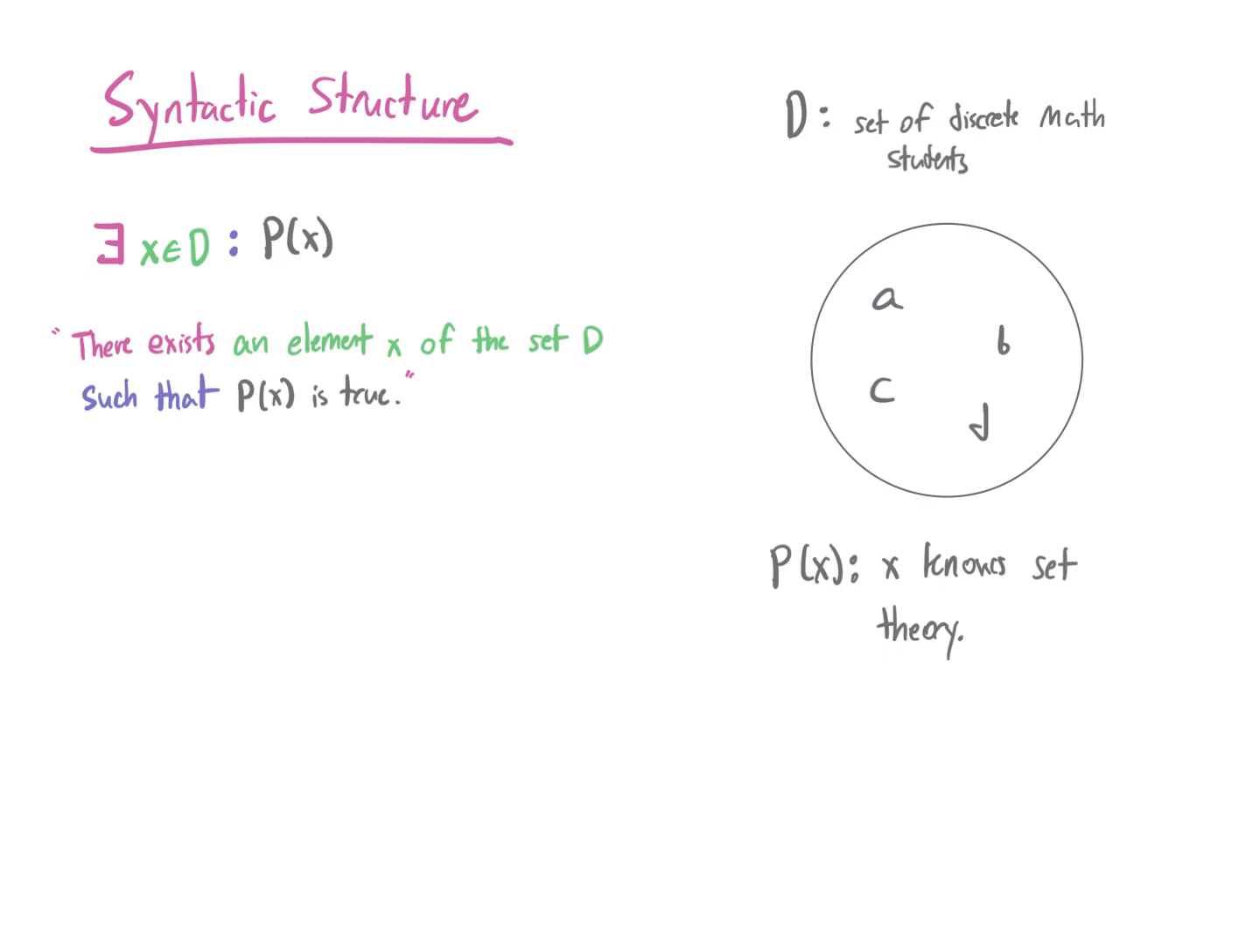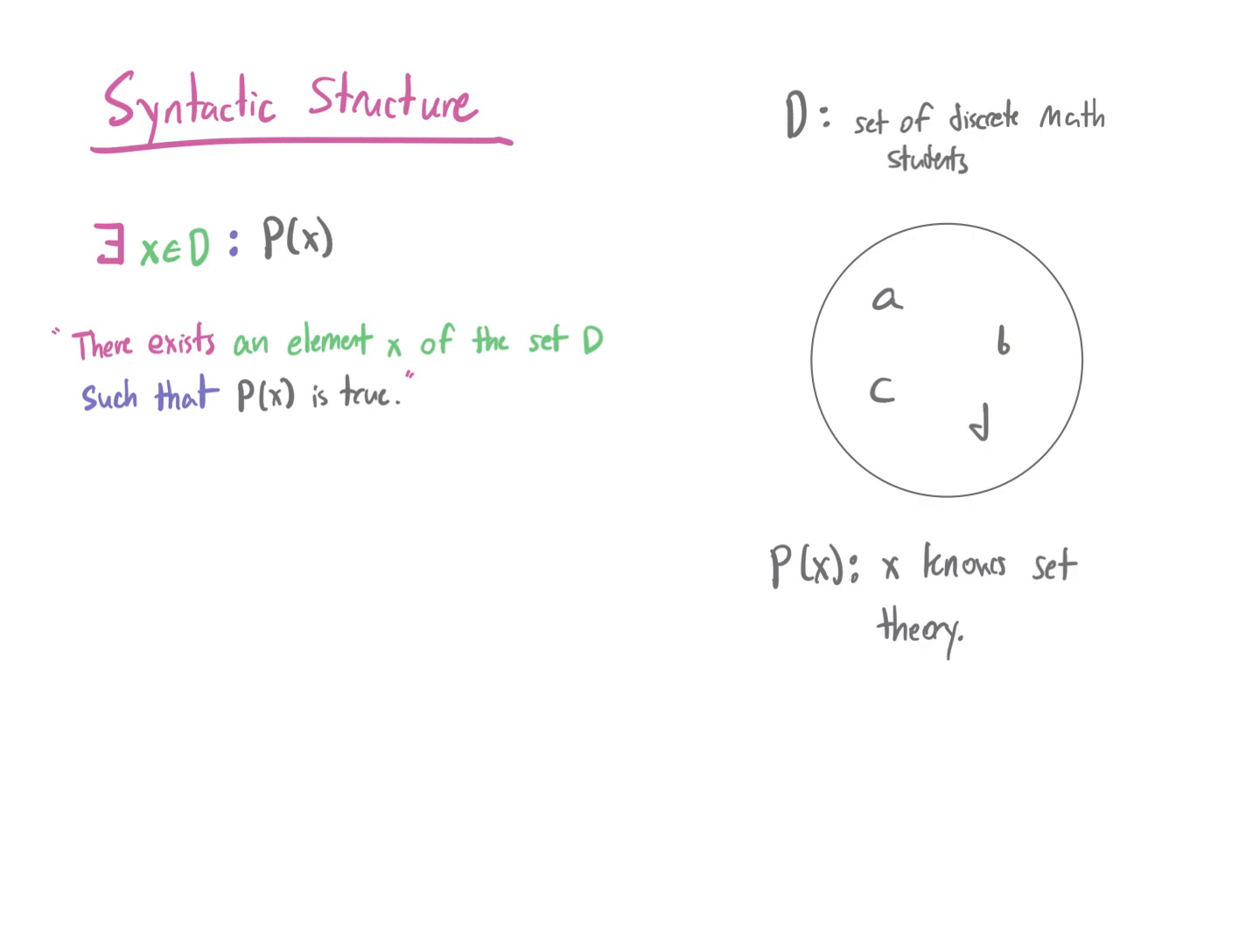And this means that often I might need to define the set for myself. So if I want to say there exists a student in my discrete math class who understands set theory, then I need to say, oh, D is going to be my set of discrete math students. Similarly, I have to define my predicate. P of X is my predicate that student X knows set theory. I need to define these things and say them explicitly in order to create correct logical statements.